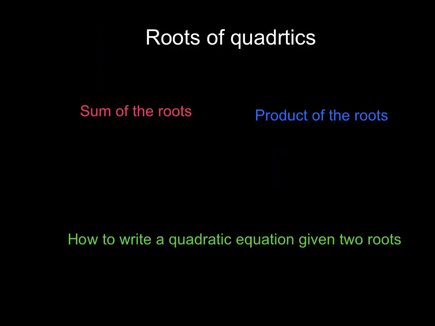So let's start off with topic 1 here, roots of quadratics. One of the first things we'll need to know is the formula for sum of the roots. And maybe you have this down by now, I would hope so. But just a reminder, the formula for sum of the roots is negative b over a. The formula for product of the roots is c over a.